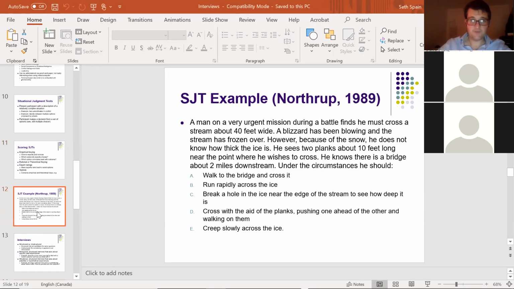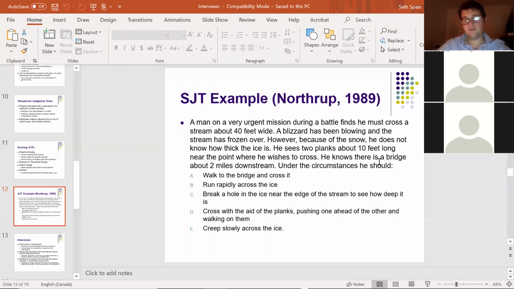And here's just one example. A man on a very urgent mission during battle finds he must cross a stream about 40 feet wide. A blizzard has been blowing and the stream has frozen over. However, because of the snow, he does not know how thick the ice is. He sees 2 planks about 10 feet long near the point where he wishes to cross. He knows there is a bridge about 2 miles downstream. Under the circumstances, he should walk to the bridge and cross it, run rapidly across the ice, break a hole in the ice near the edge of the stream to see how deep it is, cross with the aid of the planks, pushing one ahead of the other and walking on them, or creep slowly across the ice.